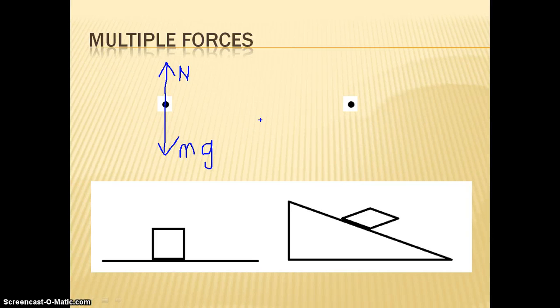On this block here, on the right, let's say it's sliding down, or would be sliding down, so there is gravity acting down. There is normal. Normal is going to be directed up and to the right. And then there is friction, which will be opposing the attempted motion of the block sliding down the ramp.